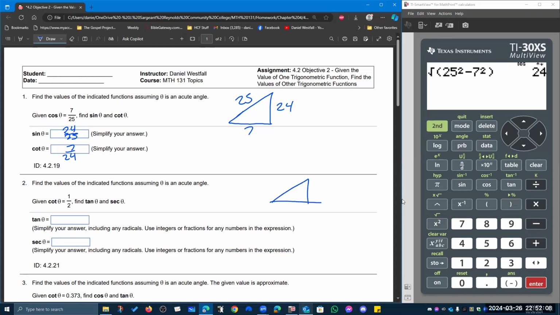Still dealing with an acute angle in quadrant 1. Cotangent, adjacent over opposite, is 1/2. So this is going to be √5. Then we want to find tangent, which is going to be the reciprocal here, 2/1 or 2. And secant is going to be √5/1, or just plain old √5. How did I get √5? I got the square root of a squared plus b squared, which was the square root of 1 plus 4, which is square root of 5.